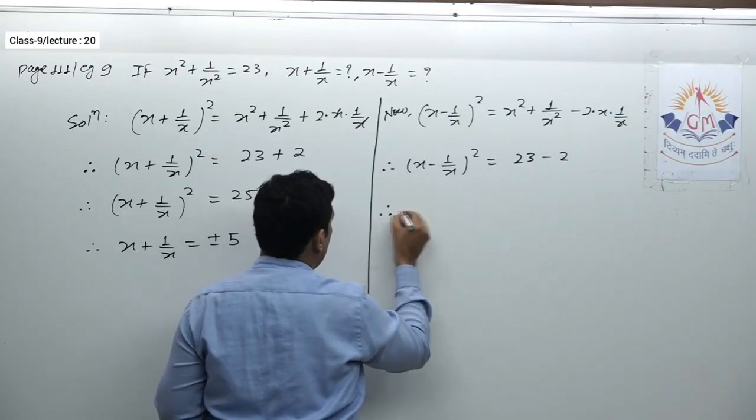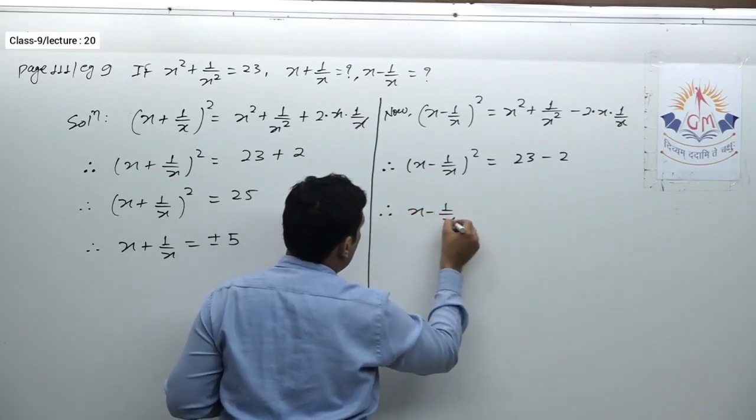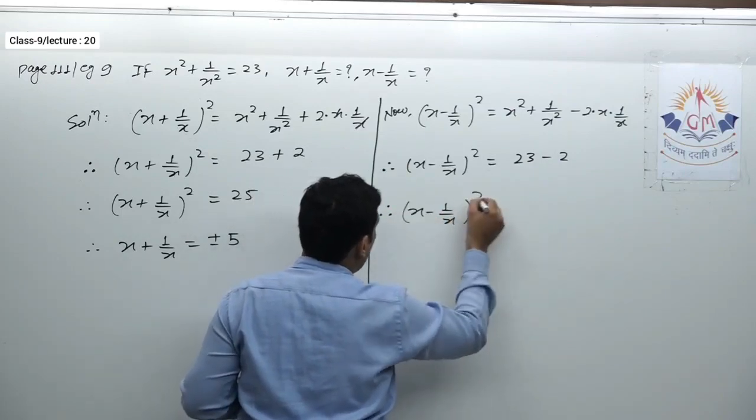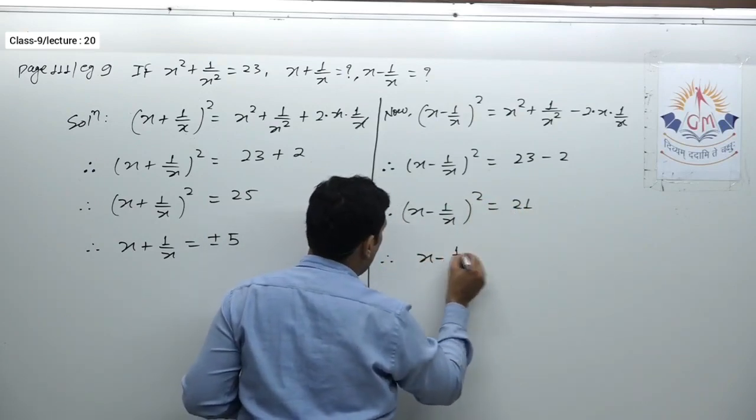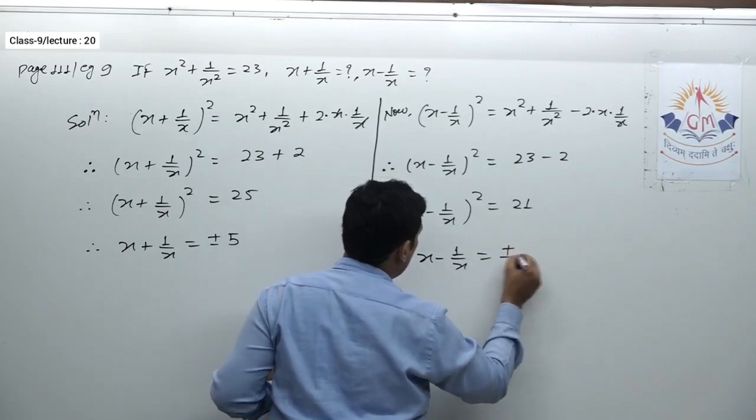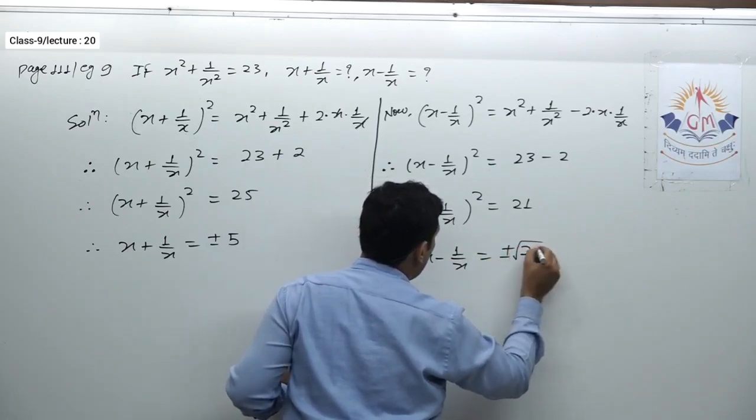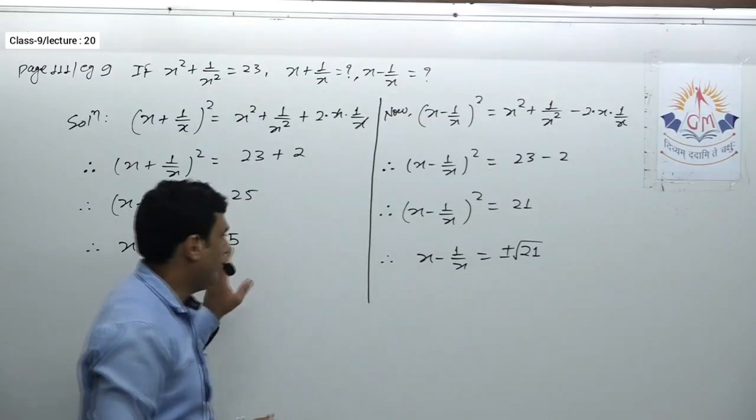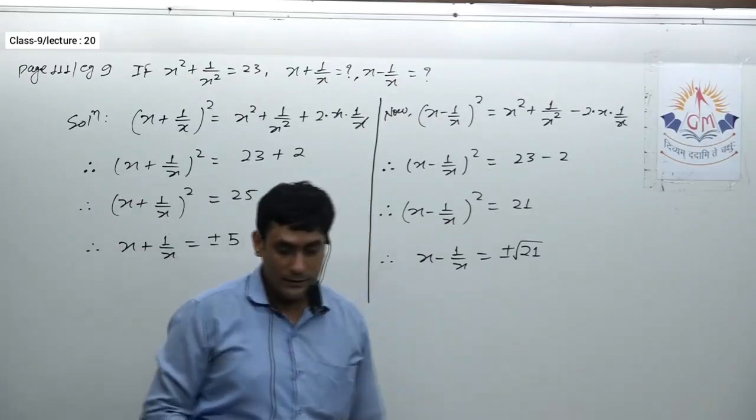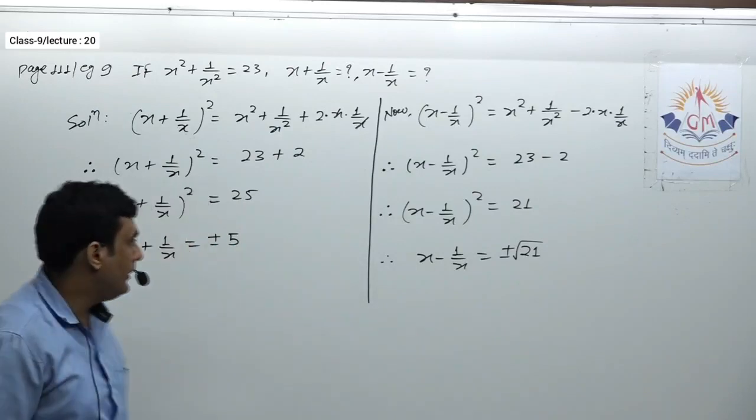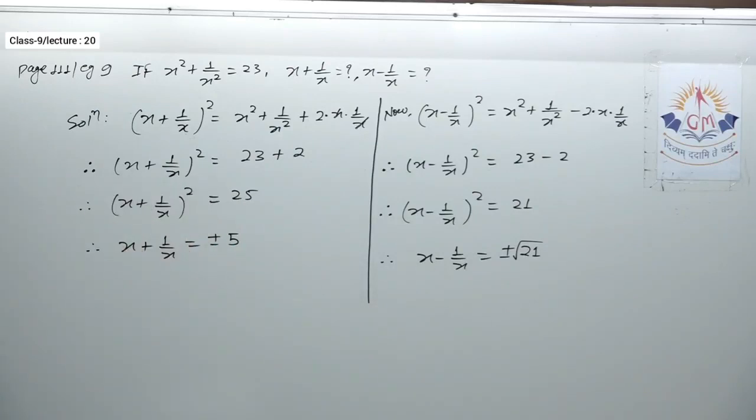So here I can say the value of (x minus 1 upon x) whole square is equal to 21, and ultimately the value of x minus 1 upon x is equal to plus minus root 21. Here root 25 is 5. Here root 21, this 21 is not a perfect square, so we'll keep it as it is. So please note it down, then we'll see the next question.